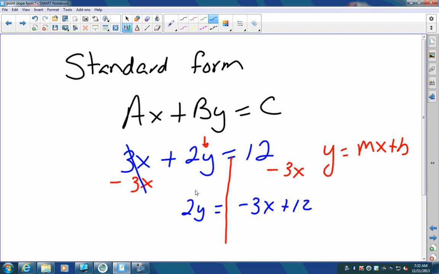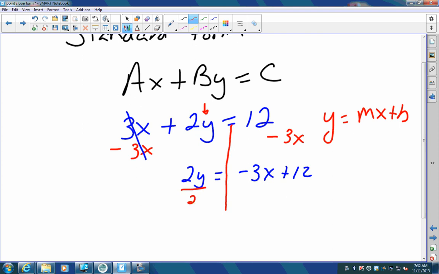Now y has to be by itself, so you now need to divide everything by 2. And I get y equals negative 3/2 x. Leave it as a fraction because that's your slope, plus 6. See, now from here you can find the y-intercept and the slope and figure out your graph.